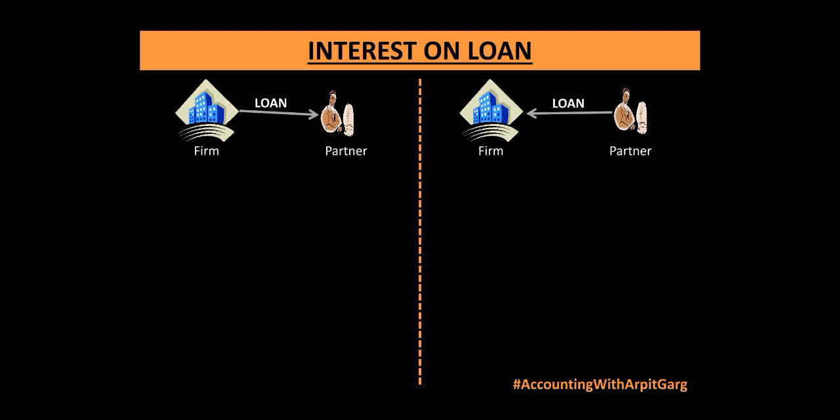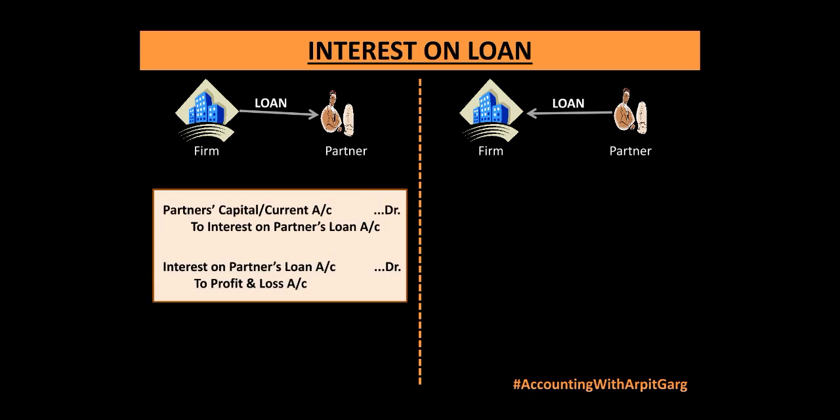Now, when the firm, or we, have given a loan to the partner, he will give us interest. It means we will earn income, and as studied in 11, all incomes and gains are credited. So here we will credit interest on partner's loan account and debit partner's capital and current account.